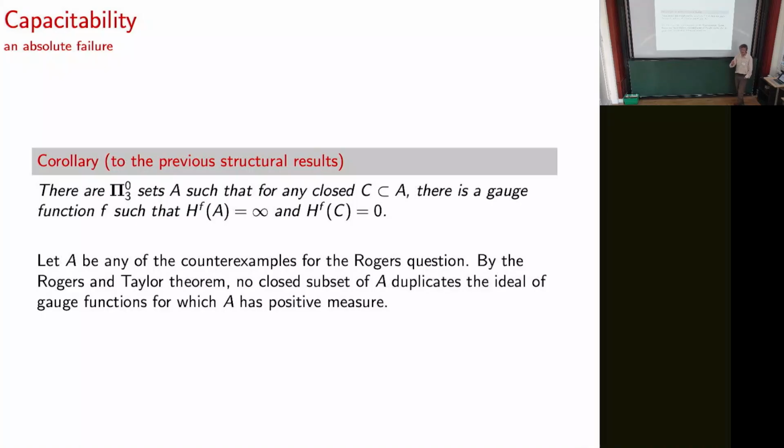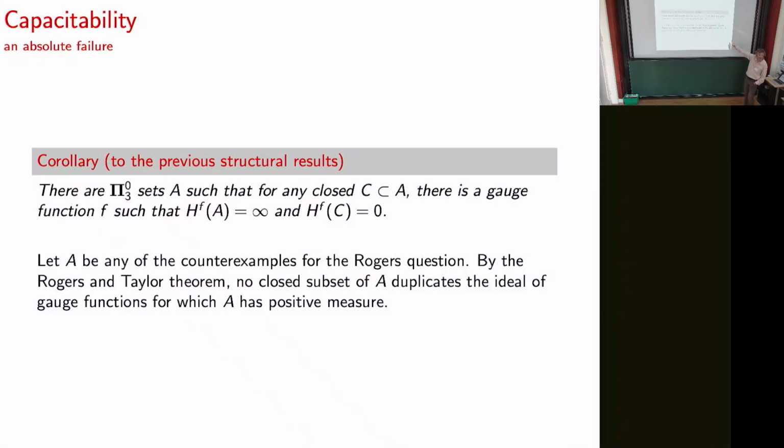If I fix the gauge measure, and A is Pi^0_3, it's analytic. So if A has positive measure for a particular gauge measure, then it has a closed subset that has positive measure for that gauge measure. But if you look at the full gauge profile of the set, for any closed subset C of A, there is a measure such that A looks big with that measure and C looks null for that measure. Okay, so how do you get this kind of example?